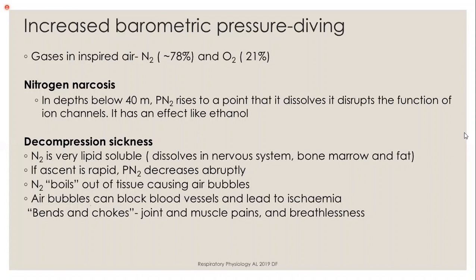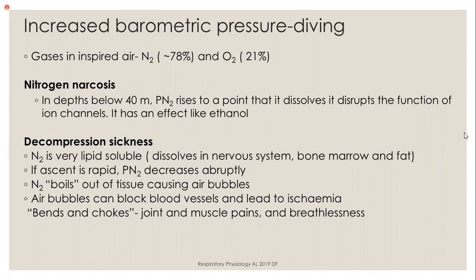And if this person ascends rapidly, very fast, the partial pressure of nitrogen in these tissues will reduce abruptly, and the nitrogen will come out as bubbles, boiling out of tissue. And these air bubbles can block blood vessels, and it can lead to ischemia, sometimes ischemia in the spinal cord, leading to paraplegia or paraparesis. And if it happens in the joints and the muscles, these people get severe pains, which are called bends because they bend in pain.